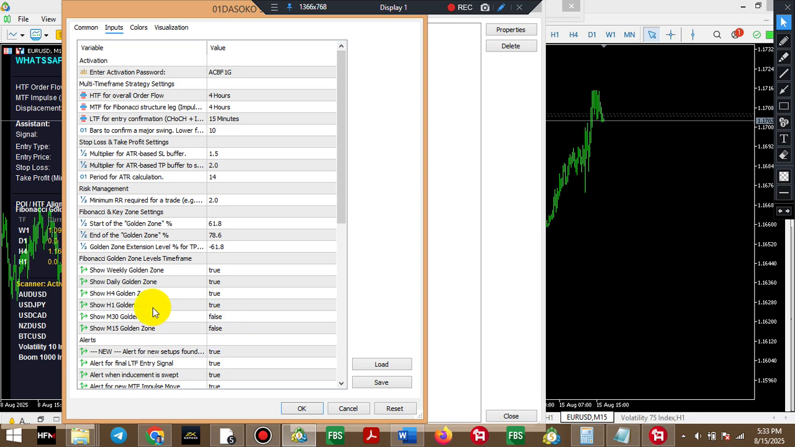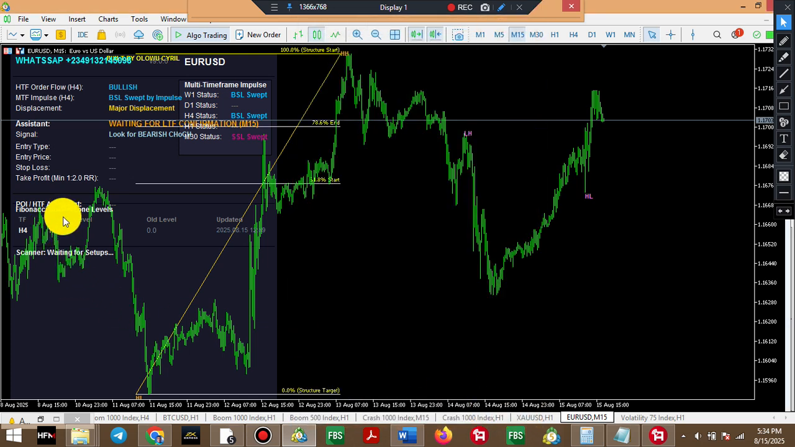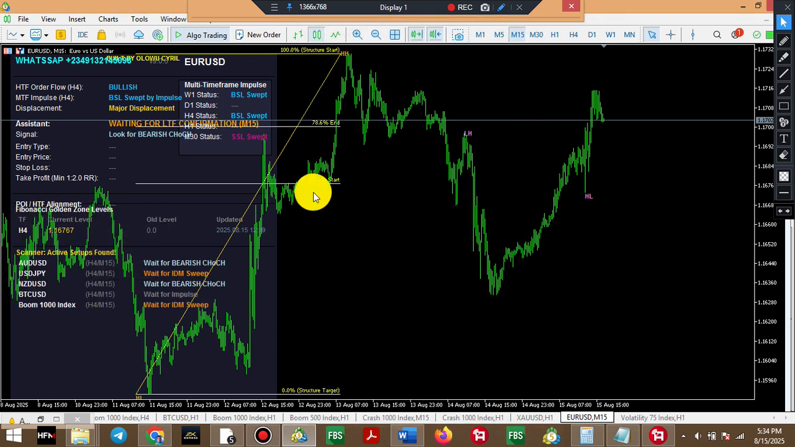30 minutes is off, 15 minutes is off. Let me put daily to off, which is false. Let me put weekly on false. Let me put H1 on false. Then I'll leave only H4. Then I'll click OK. Now, when you come to the golden zone level, right here on the chart, you notice that every other golden zone is off, right? But that of the H4 is intact. Is that clear? And here, H4 is bullish.